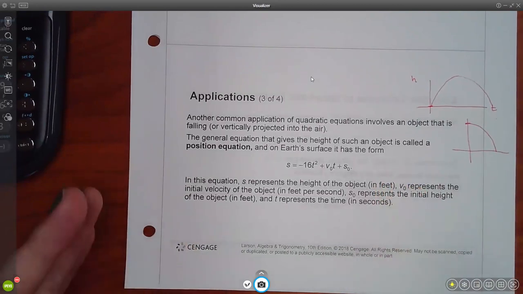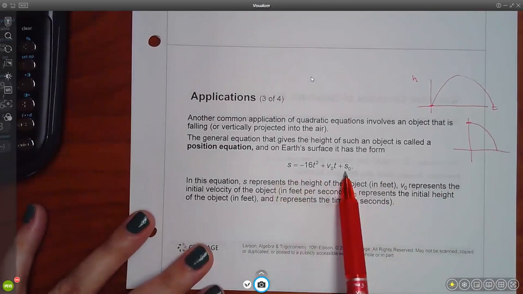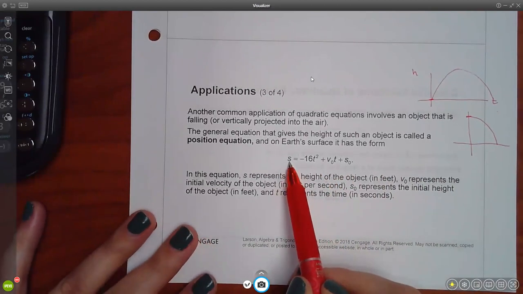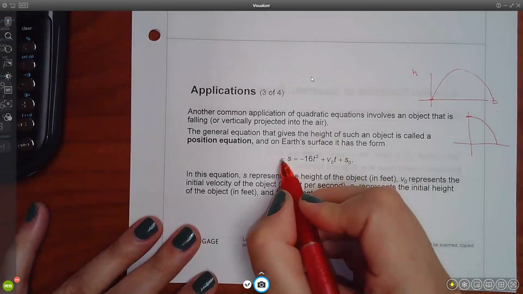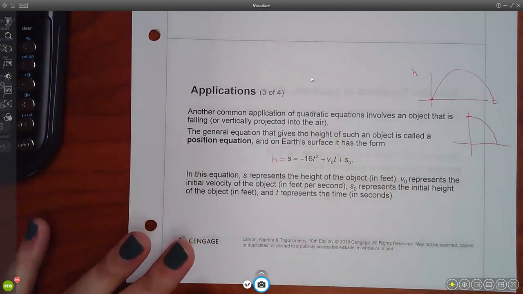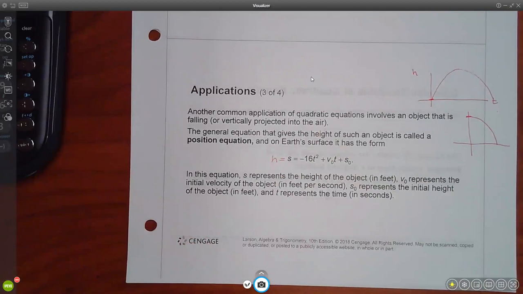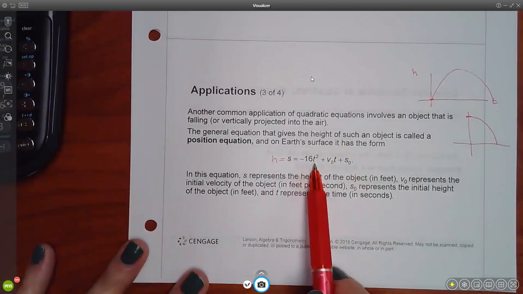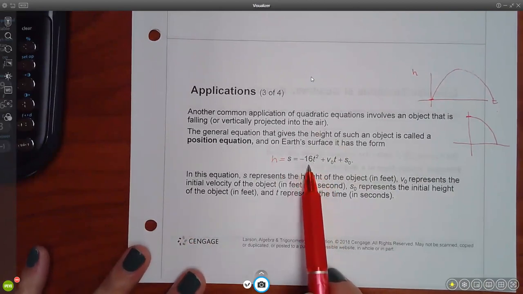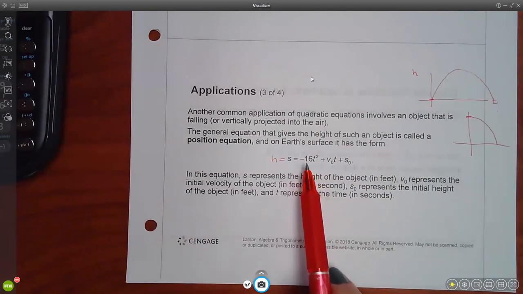Now, what does the equation look like? It looks like this, okay? They use S for position. I've also seen them use H for height. It just depends on the problem. And then the negative 16 T squared, that actually has to do with gravity. So there's already a natural force that's going to be pushing down on the ball. And that's why it's negative, because it pushes down on the ball. It doesn't help lift the ball up, it pushes it down. So that's why it's negative there.